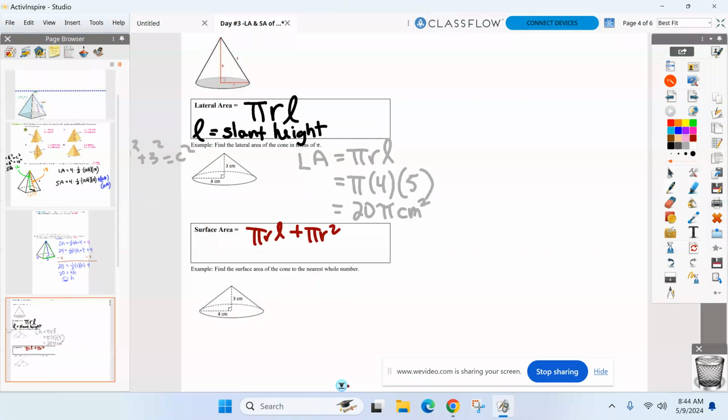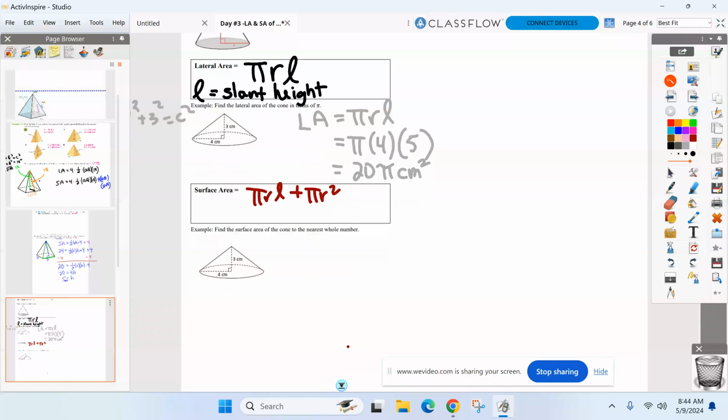Find the surface area of this cone for me. Hopefully you're not doing all the work over again because we already know what the lateral area is, right? We already know what pi r l is going to be. So take a look, I'm just going to plug in 20 pi right there. There's no need for me to recalculate it. I already know what it is. Plus, now I got to do the 1 base, pi times 4 squared. And now you guys can round to the nearest whole number.